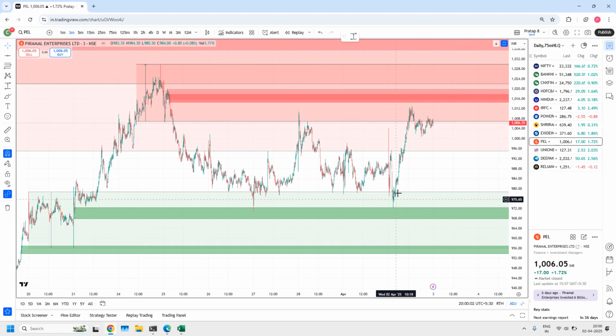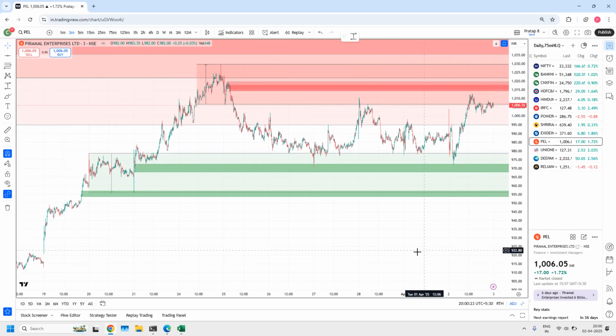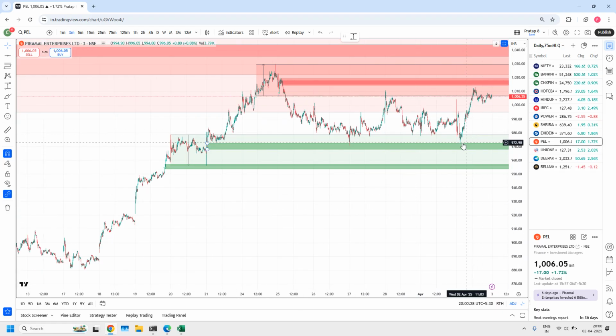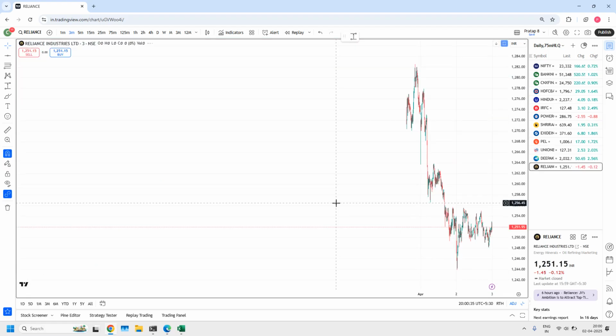See, today it tested here and prices almost went up to this fine-tuned area. If anybody would have realized this zone could be a high liquidity zone by seeing this second test, today you might have got a trade, but it's not easy. It's not so easy to identify such kinds of zones. Okay. So otherwise this could have been a good trade for you. And next, Union Bank, we discussed Deepak Nitrate, and the last one is Reliance.